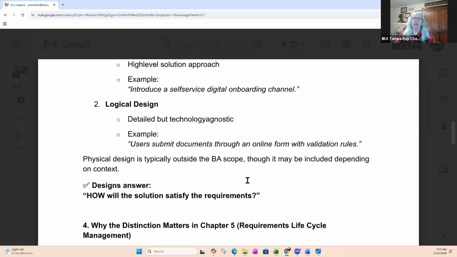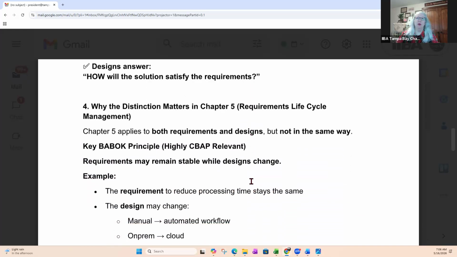The physical design is typically outside the BA scope, though it may be included depending on context. If the physical design is something that we come up with in a requirements gathering session, we're going to go ahead and document that. It may be a document that the developer will take over, or the technical architect will take over, but we're going to document it. And if it needs to be in our requirements for clarity, we will put it there. So designs answer how does the solution satisfy the requirement?